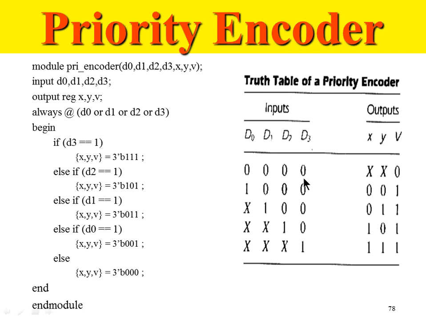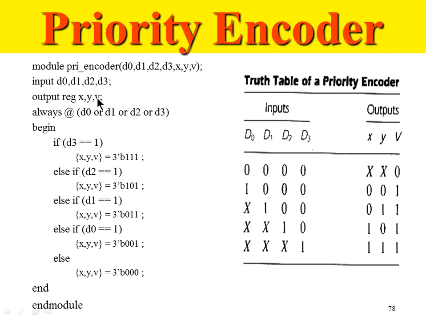So I have to write Verilog code for this because I have been given a truth table like this. Module priority encoder D0, D1, D2, D3, X, Y, and V. This is my port list. Out of which D0, D1, D2, and D3, each of them is a single-bit input port.